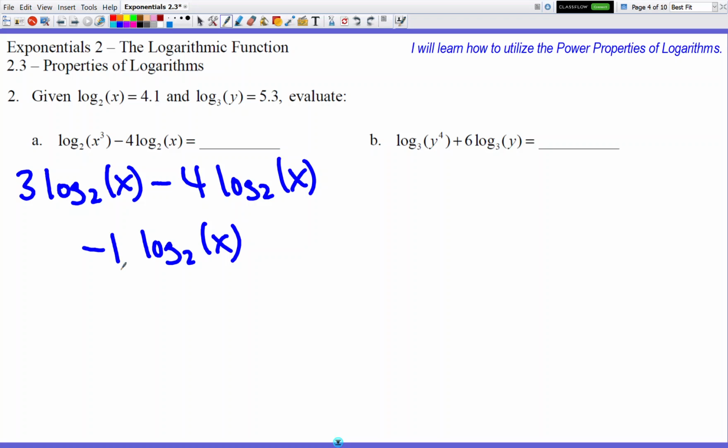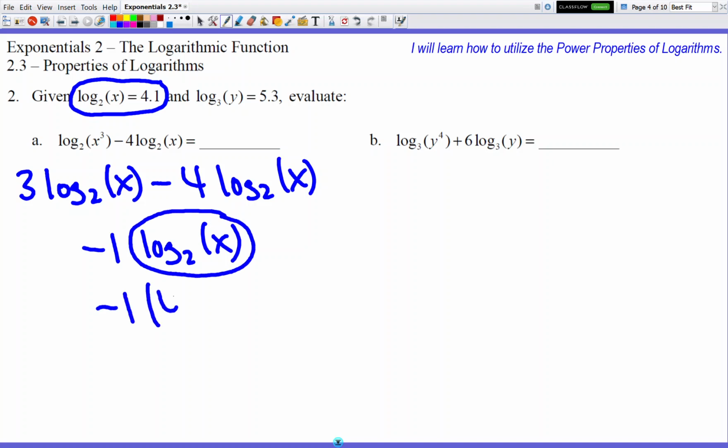Okay, and we got one last part of this problem to do. In your instructions it says, if you ever see this thing called log base 2 of x, this thing that I'm circling right now, what are you allowed to replace it with? It says log base 2 of x is equal to 4.1. So let's replace this entire thing with what number? 4.1. And when I do that, I get -4.1. And that problem is done.